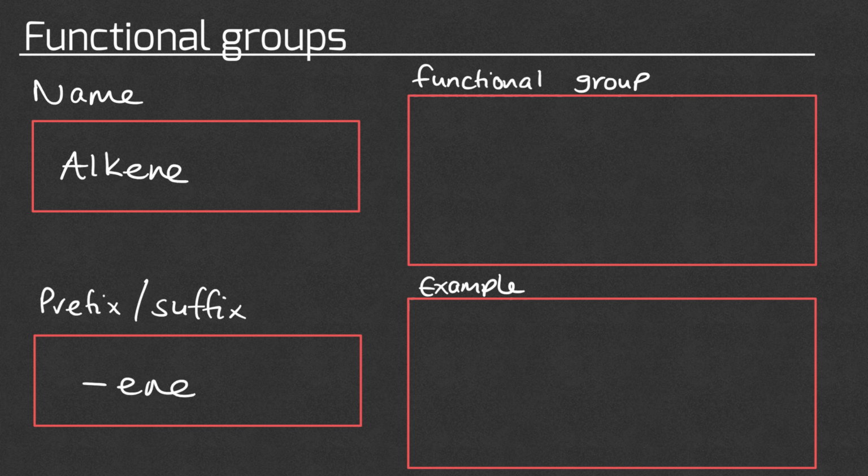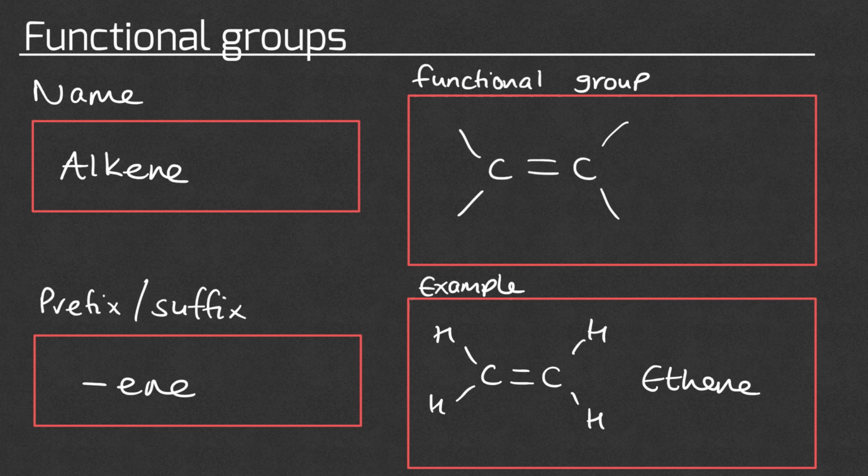Alkenes will have the suffix ene. Their functional group is 2 carbons double bonded together. And an example would be ethene. Again, you can see the suffix at the end of the name. There are 2 carbons, so the stem will be eth. Put eth and the alkene ending together and it gives you ethene.